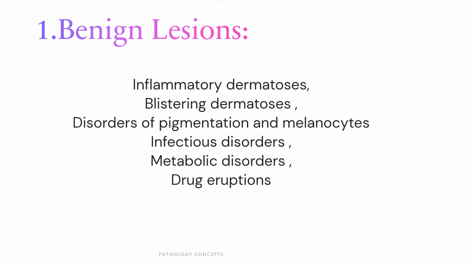First is inflammatory conditions like eczema, psoriasis, acne vulgaris, lichen planus and contact dermatitis. Blistering dermatoses include conditions such as pemphigus vulgaris, bullous pemphigoid and dermatitis herpetiformis. Disorders of pigmentation and melanocytes include diseases such as vitiligo, albinism. Infectious disorders include impetigo, cellulitis, verruca and molluscum contagiosum. Metabolic disorders may show signs in the skin as epidermis is rapidly cycling tissue and drug eruptions.